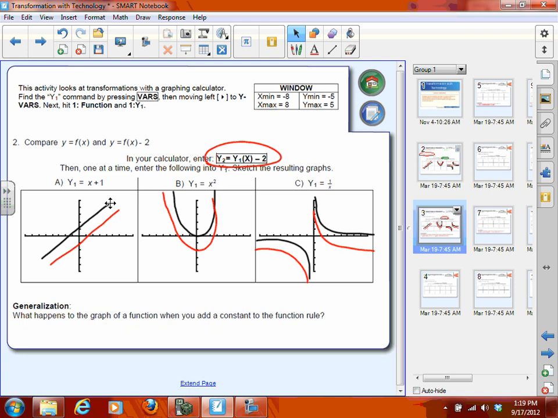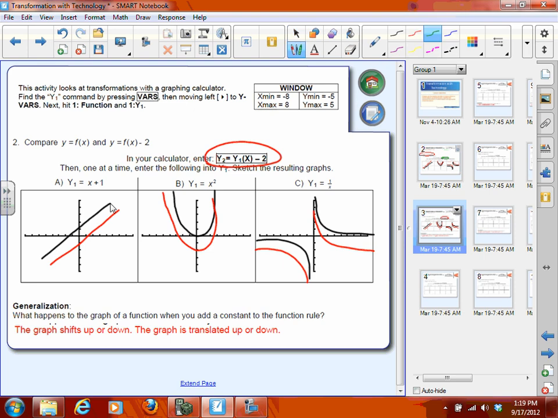So at the bottom of your page where it says generalization, it wants to know what happens to the graph of the function when you add a constant to the functional rule. Here's what I need you to write for me, guys. We're going to shift the graph up or down. However, the term I like here is this. We're going to translate the graph up or down.